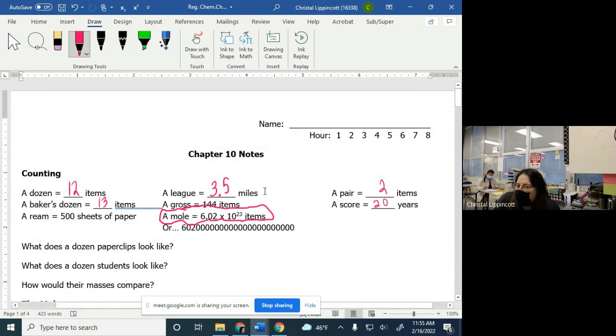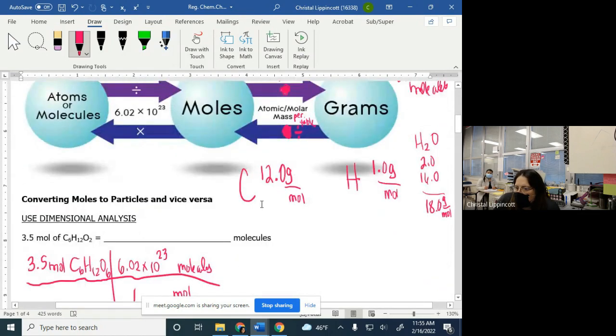The other thing you could do is you could use this chart and go, okay, I've got 3.5 moles. I want to get over to here. This thing tells me I've got to multiply by this value. Does that make sense? Either way, you're going to end up with the same answer.